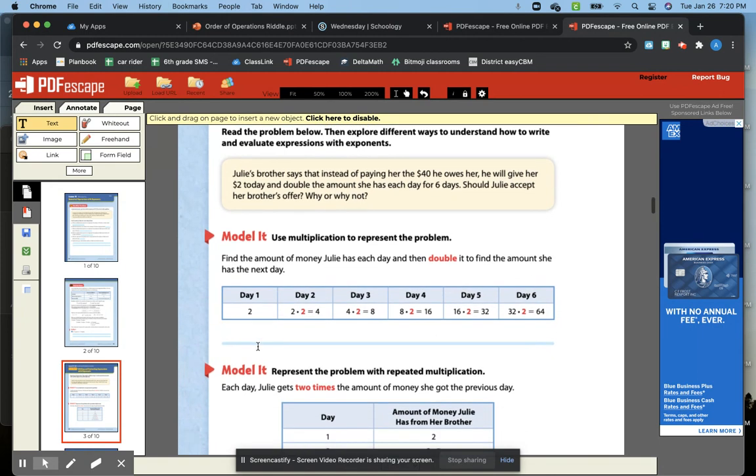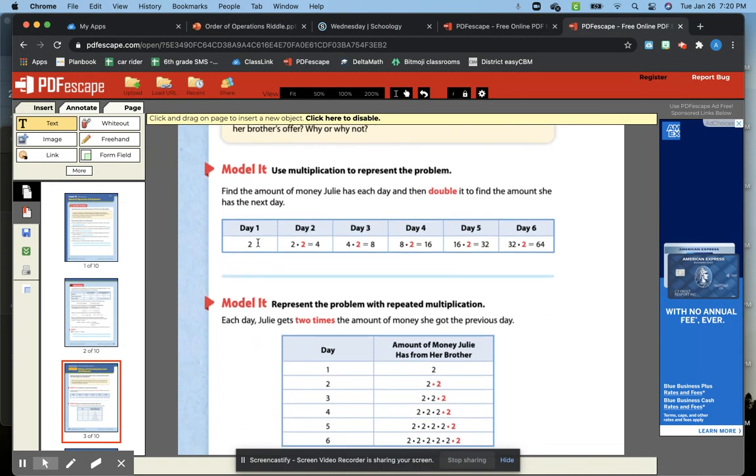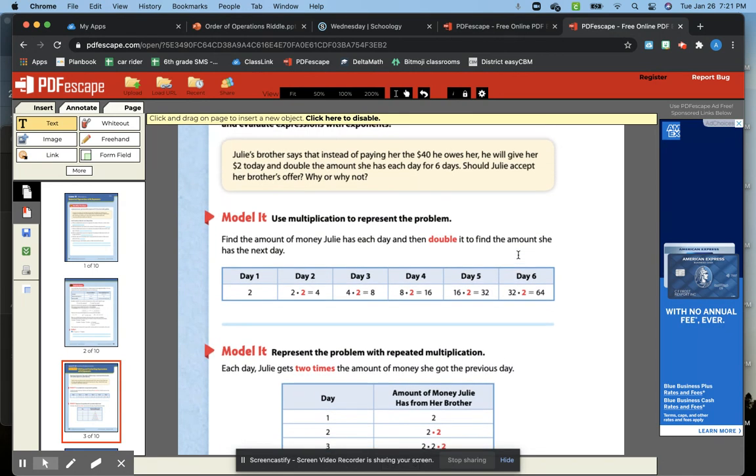So this shows you two ways that you could solve this problem. Start with day 1, she gets $2. The next day she doubles it, so 2 times 2. Then day 3 she doubles that, so 4 times 2. Day 4 she doubles that to 8 times 2. Then 16 times 2, and then on day 6 she ends up with $64. So if he only owes her 40 and by the end of the 6 days she gets 64, I say take it, because that's an extra $24 that she wouldn't have.